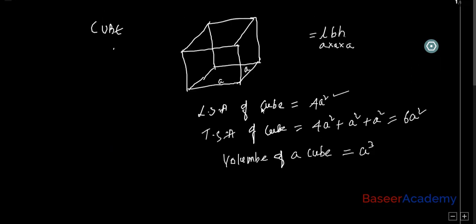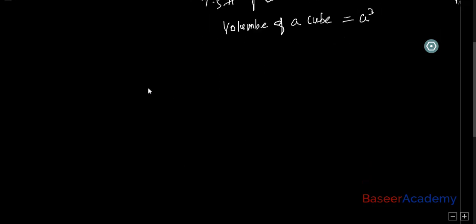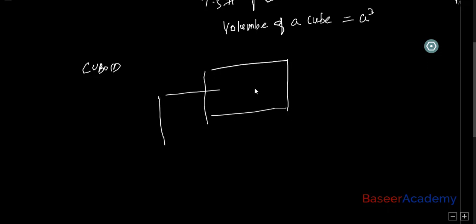Now let's move to the cuboid. Here I'll just write down cuboid. I'll take a new space here. So this is my cuboid here.